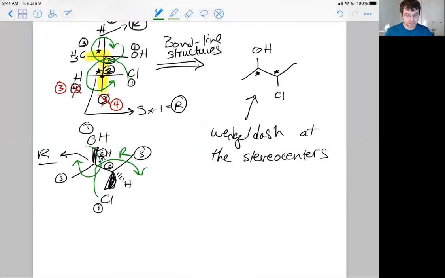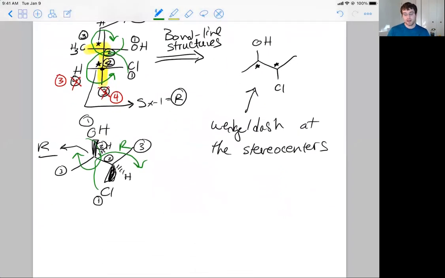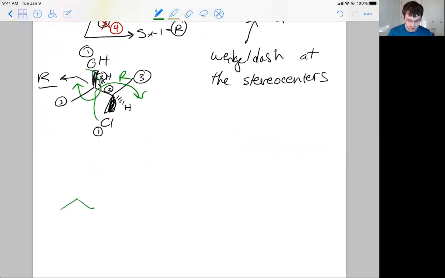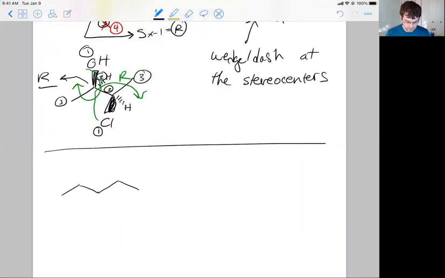Okay, so that was us practicing going from a Fischer projection to a bond line structure. Let's see if we can go from a bond line structure to a Fischer projection. So I like to draw straight chain molecules. If you go for rings and that sort of thing, you're really making it hard on yourself. So we're going to pick on straight chain molecules. Let's go ahead and do 3 stereocenters. Why not? And let's make them all wedges.